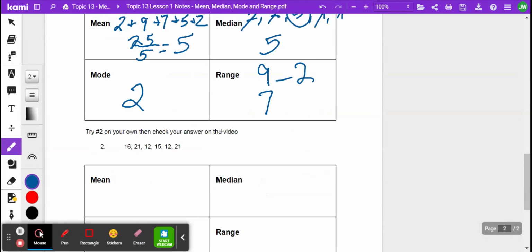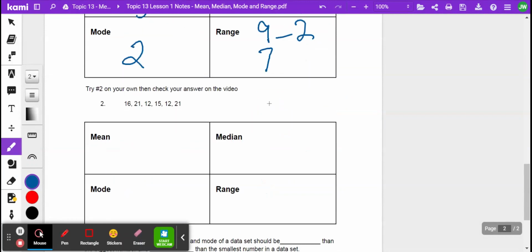Okay, welcome back. Let's check our results for this next one. Sometimes it's just easier to put them in order to begin with. So I would do 12, 12, 15, 16, and then 21 and 21.